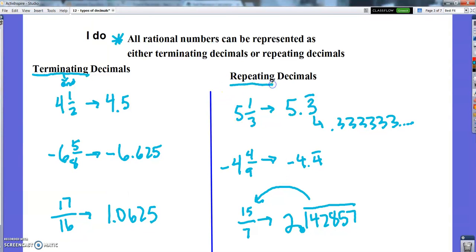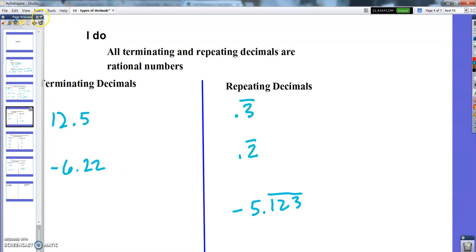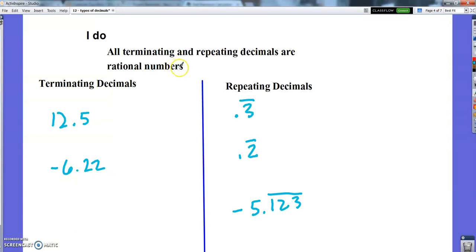So that's the first thing to know. Every rational number can either be written as a terminating decimal or a repeating decimal, one or the other. Two types of decimals. If I reverse that, that means if you see a terminating or a repeating decimal, then it's a rational number. All terminating and repeating decimals are rational numbers.